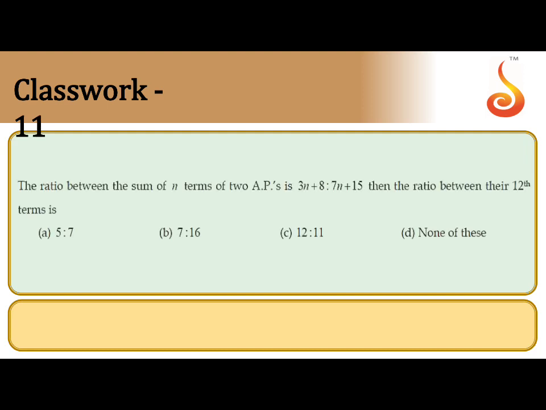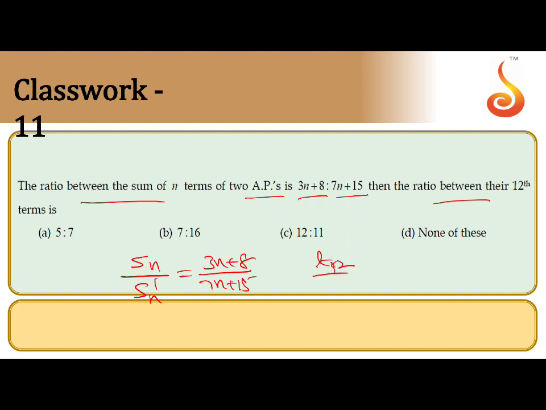So next question, 11th. The ratio between the sum of n terms of two APs is 3n plus 8 is to 7n plus 15. What is the ratio of the 12th terms? They are given two APs. First AP Sn, second AP Sn dash you can take. So 3n plus 8 by 7n plus 15 is given. So we need T12 by T12 dash. So here the ratio between two APs is given. What is the ratio between the 12th terms of the same APs they are asking. I will solve this question on the next page.